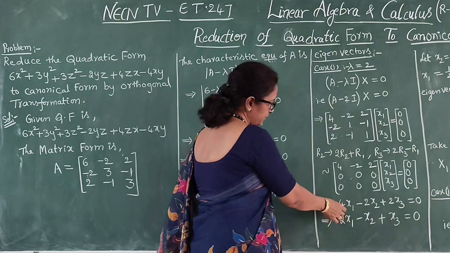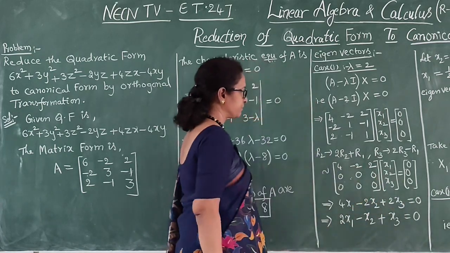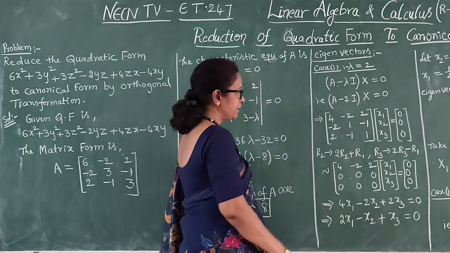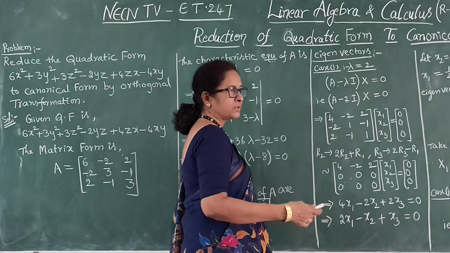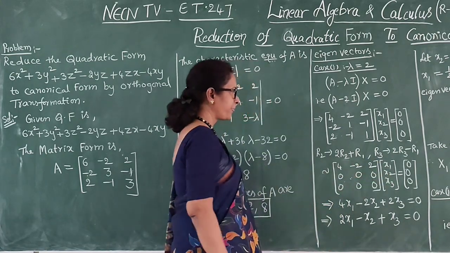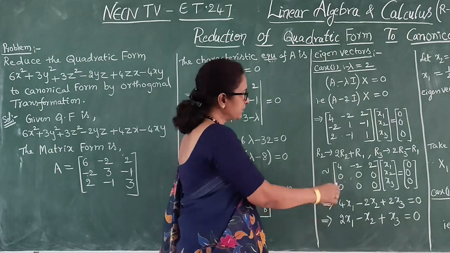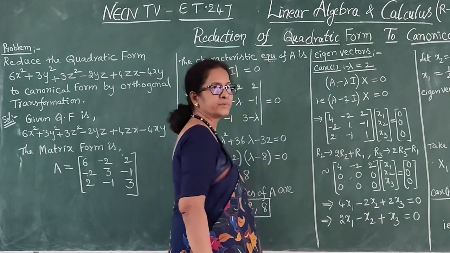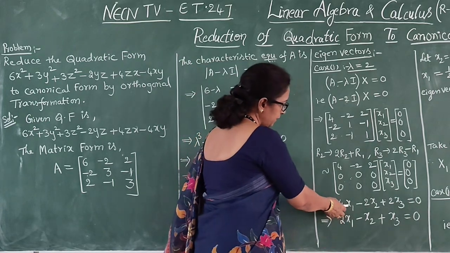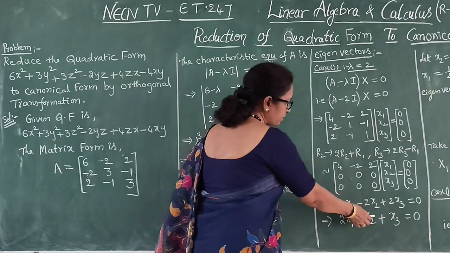From this we write the equation 4x1 minus 2x2 plus 2x3 is equal to 0. See here, how many independent variables are there among these three variables? Rank is 1, so we have n minus r independent variables. n is the number of variables, 3, minus rank, which is the number of non-zero rows, 1. So 3 minus 1 is equal to 2. So here we have to take two variables as independent variables. Among these I am taking x2, x3 as independent variables. x1 depends on x2 and x3.